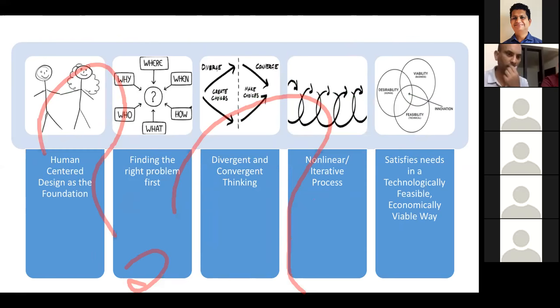The first one and the most important is human-centered design as the foundation. Design thinking is all about being human-centric. Now, I will give an example here.